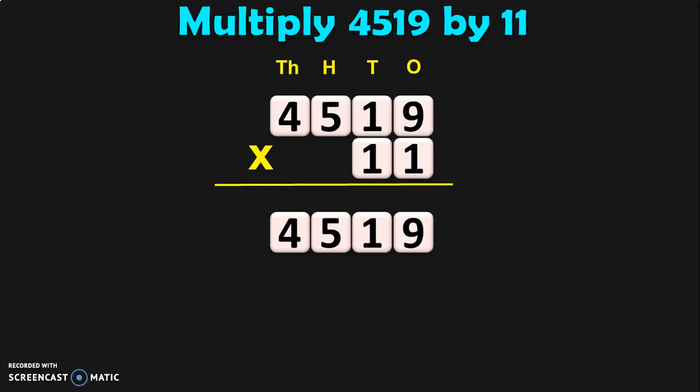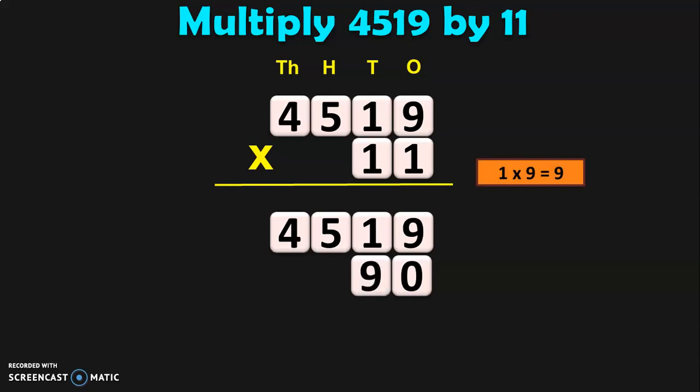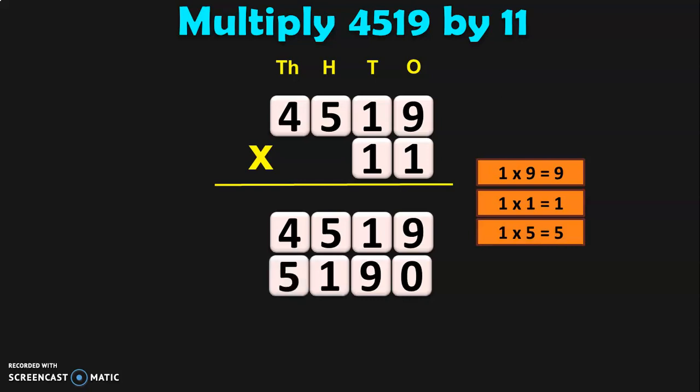So when you're going to do that multiplication, the first step will be to put a 0 in the ones place. Next you start multiplying. 1 into 9 is 9. Next 1 into 1 is 1. 1 into 5 is 5. And 1 into 4 is 4.